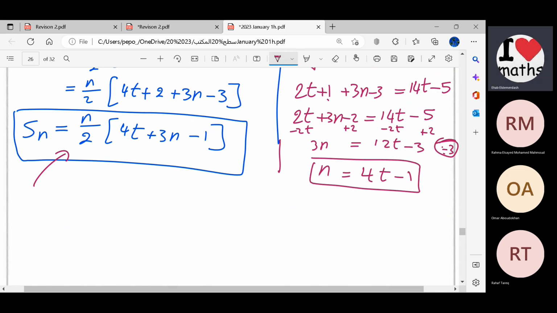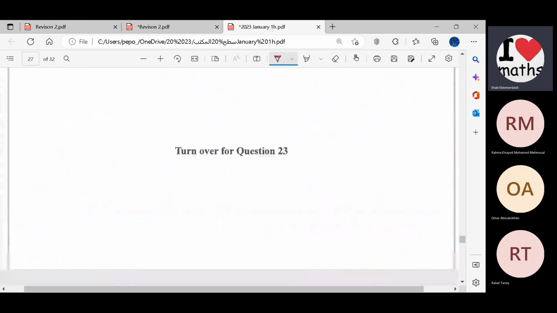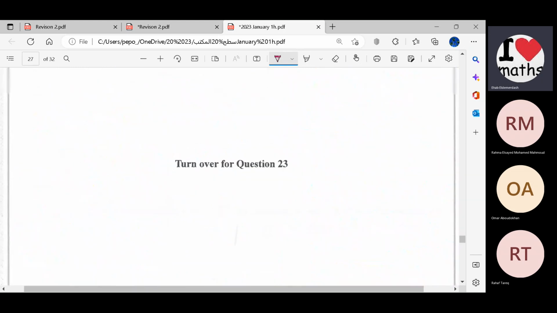I'm so happy at the moment. Why am I happy? I get a relation between N and T. And I have on the other side Sn, which is N over 2 into this expression. Ragad, this question is question number 22 in the paper. I think it was the last question. Oh, it was the last question.